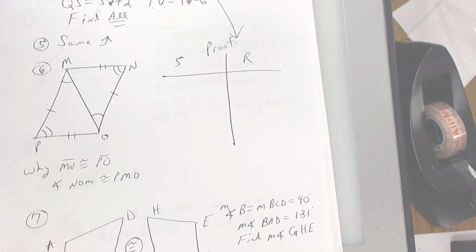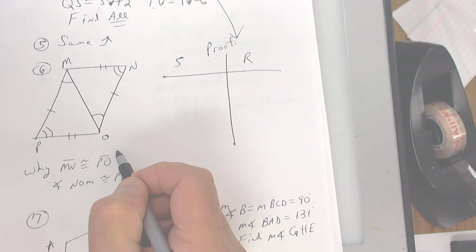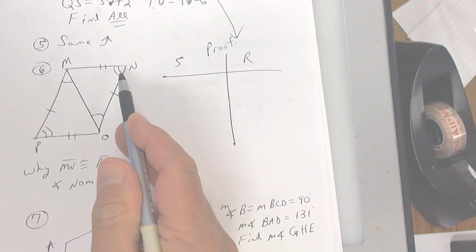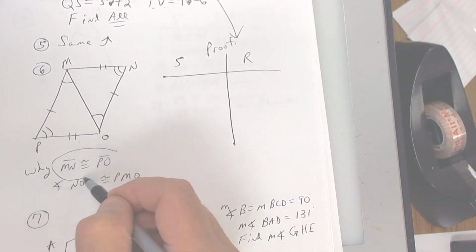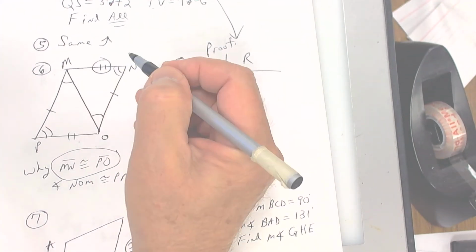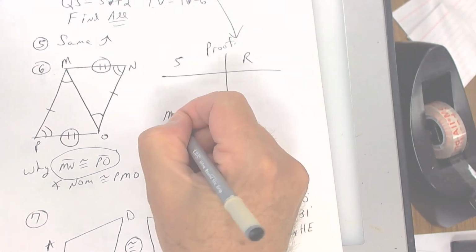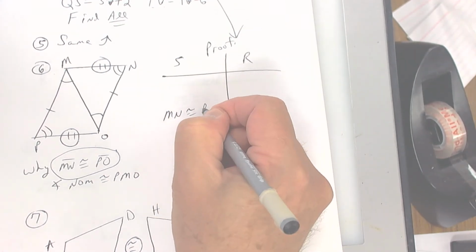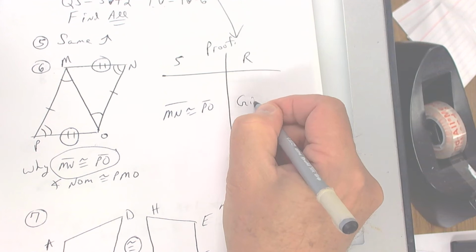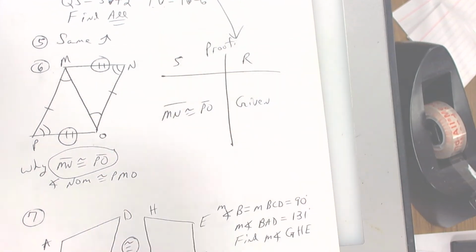This is a little proof, okay? Now watch how we do this. I know we haven't done proofs in class, but I'm going to show you how easy this is, so pay attention. Step 1, if you look here, why is MN congruent to this one, PO? Look right here. Why is this one congruent to this one? Given. So MN is congruent to PO, given. It tells you that from the diagram.